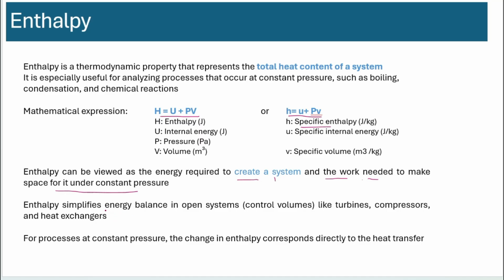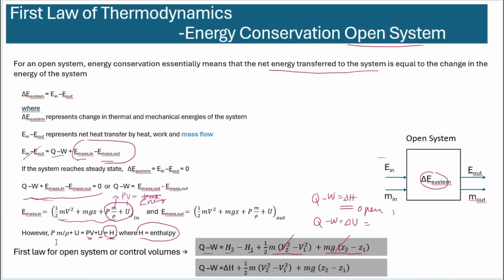It simplifies energy balance in open systems, like turbines, compressors, heat exchangers. In refrigeration, most of the energy changes in the refrigerants are calculated by measuring the changes in enthalpy. So people by default use enthalpy, but it is often not understood clearly why we use enthalpy. Why do we have to always have this U plus PV term, right? But the PV term, like I said, is coming from the pressure energy equation.